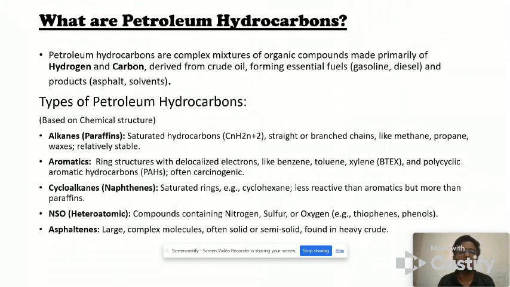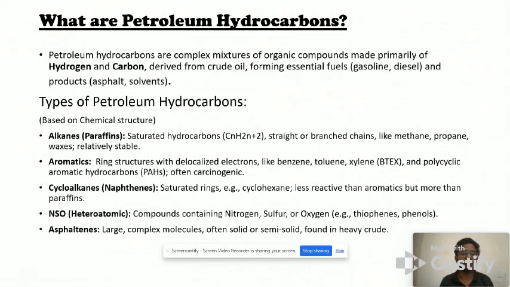First type includes alkanes, also known as paraffins. They are saturated hydrocarbons, existing in straight or branched chains. Examples include methane, propane, and waxes. They are relatively stable. Then coming to the next type, aromatics. They are ring structured with delocalized electrons, like benzene, toluene, xylene, and polycyclic aromatic hydrocarbons. They are often considered carcinogenic.